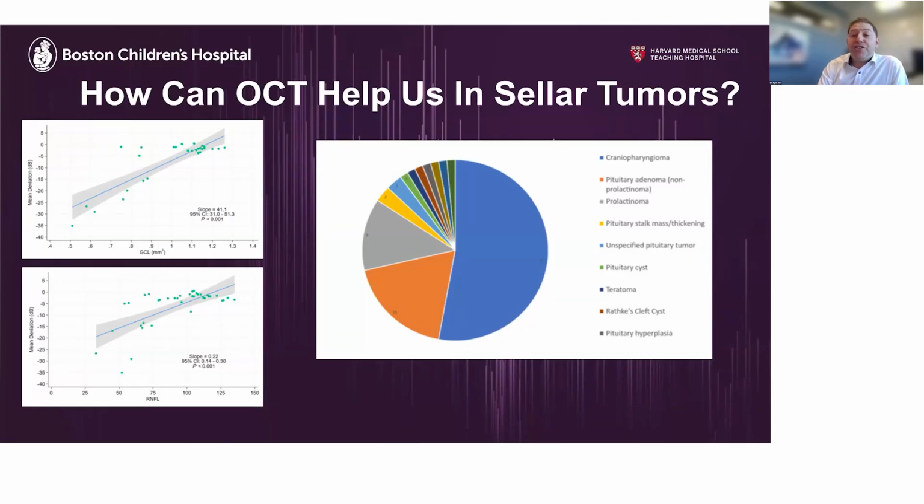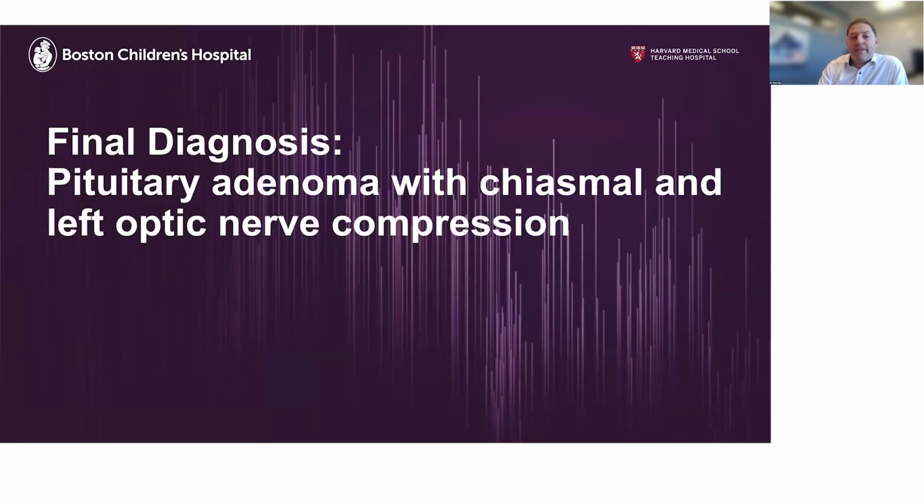And both RNFL and GCL were very well correlated with the visual field findings. GCL just thins faster, so it gives you a faster way to intervene if you notice a change. I think you'll notice a change more quickly on the GCL. So that was his final diagnosis.